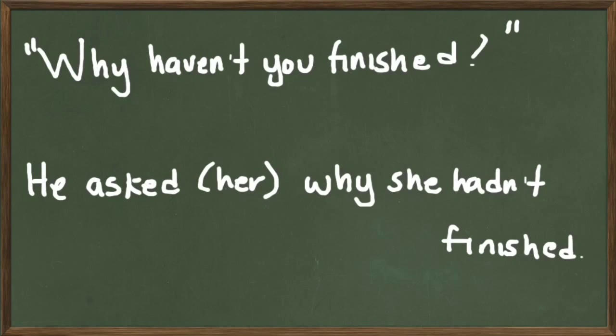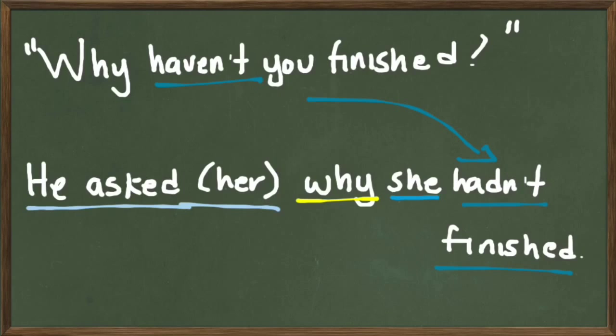Another example, why haven't you finished? Okay, now we have the reporting expression. He asked, or he asked her. We have the question word in the original sentence, why. We have the subject, actually should be blue. Have the subject and we have the reported information. Hadn't finished. The original sentence is in present perfect. The reported has to be in past perfect. I don't think I mentioned that before. Present perfect changes to past perfect, just as past changes to past perfect.